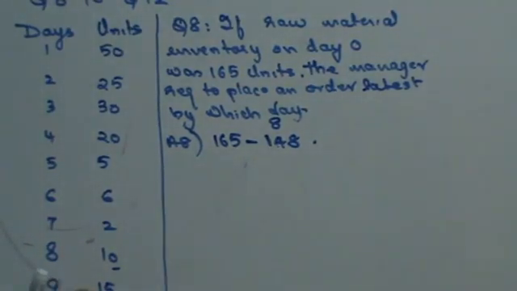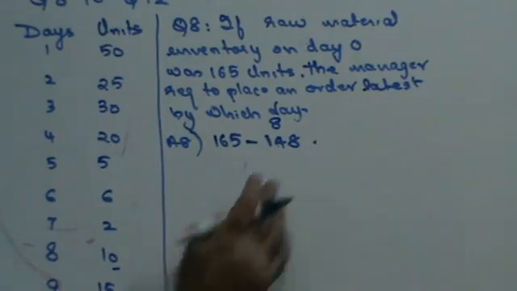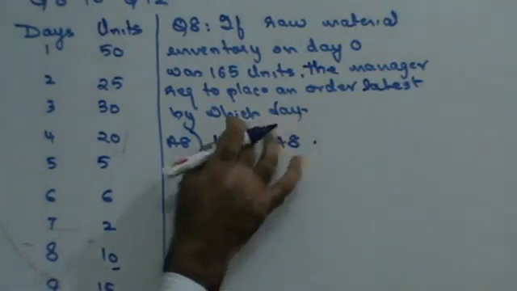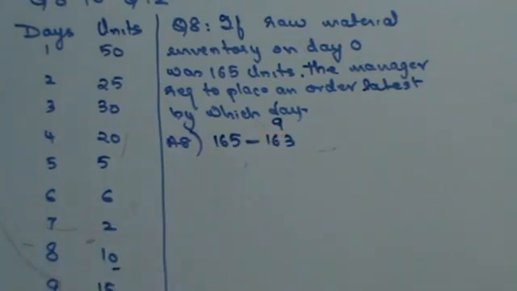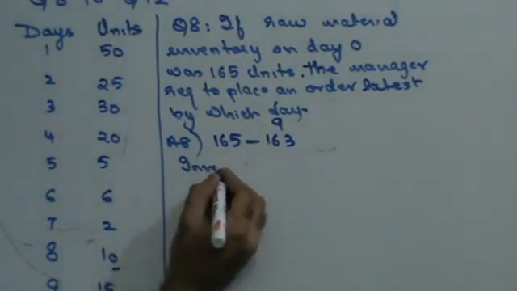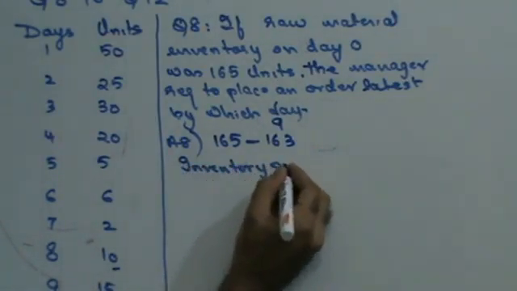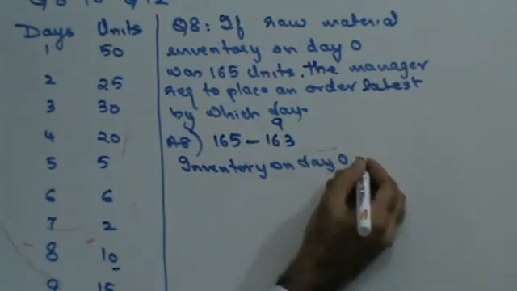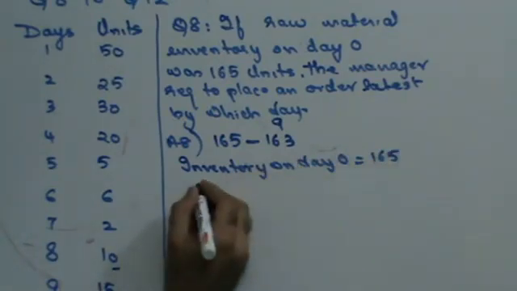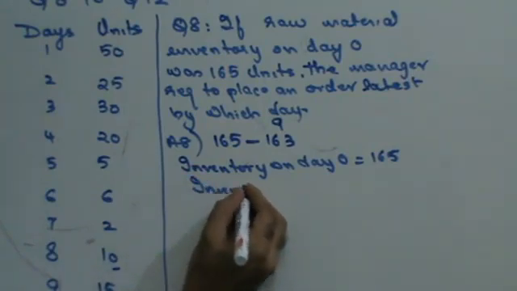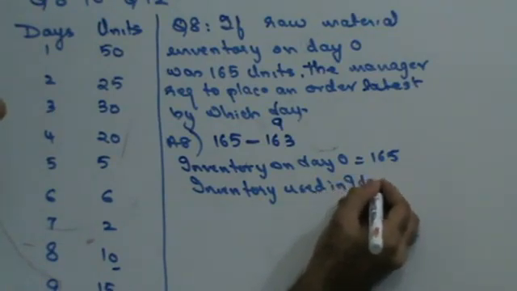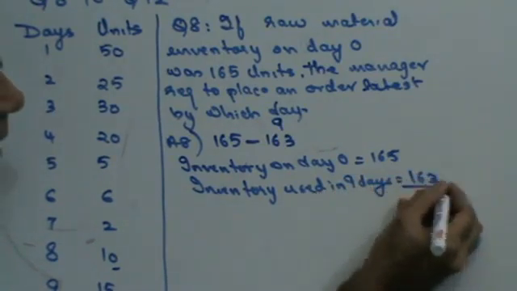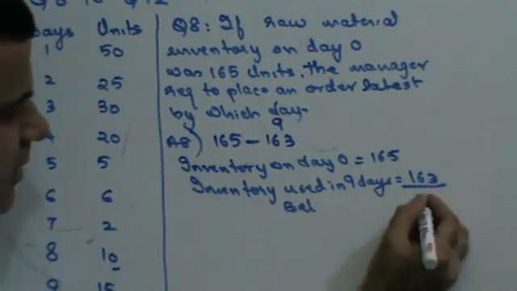148, 58, 59, 60, 63. By 9 days you would have finished using 163 units, right? So that means I can say inventory on day 0 is 165. Inventory used in 9 days is 163. So my balance inventory is 3 units.